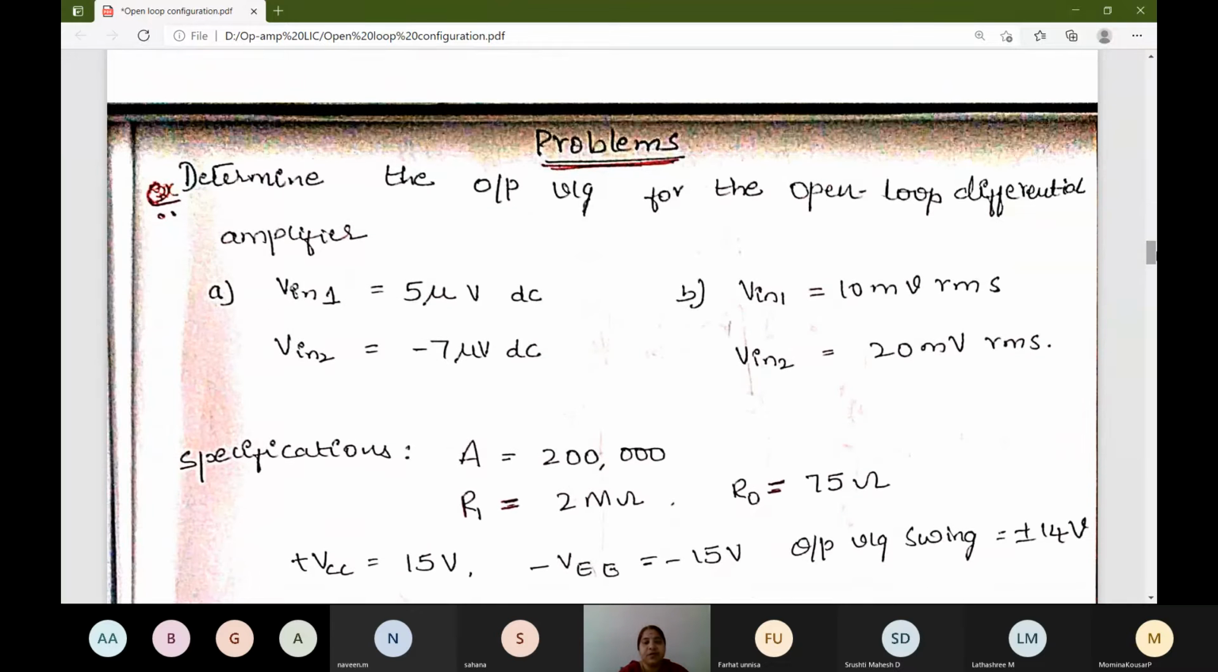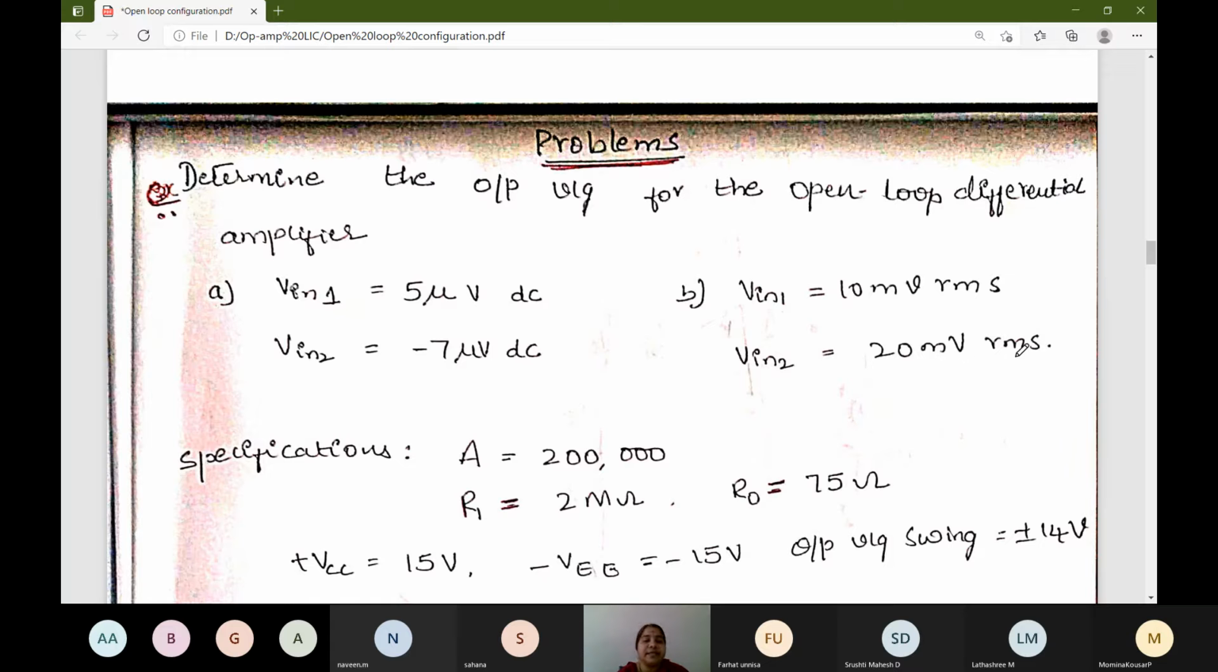You will understand. You have to solve this. Determine the output voltage for the open loop differential amplifier. Two conditions are given here. One is Vin1 is 5 microvolts and Vin2 is minus 7 microvolts DC. And the second one is Vin1 is 10 millivolt RMS and Vin2 is 20 millivolt RMS.